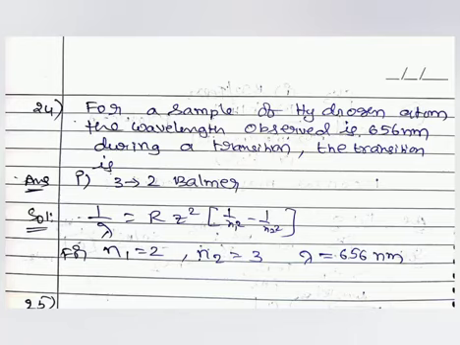Next one, for a sample of hydrogen atom, the wavelength observed is 656 nanometers during a transition. The transition is? So in the given options, we need to look for the lambda value for which we are getting 656. The first option itself, we are getting 656 nanometers, where n1 is equal to 2, n2 is equal to 3. That means the first line of the Balmer series.